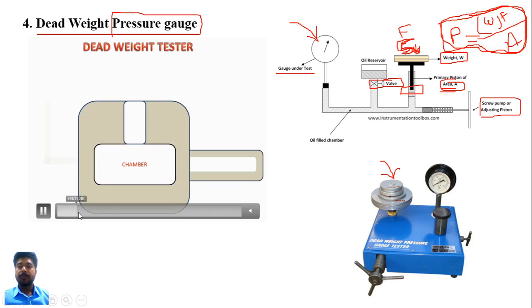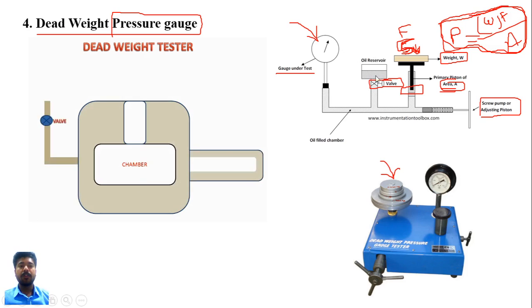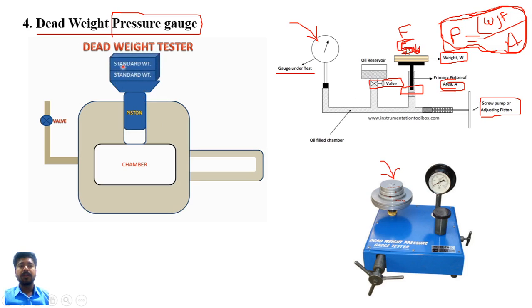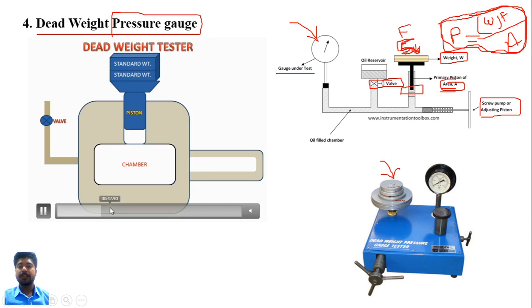So first of all, there is a chamber which is the oil reservoir valve. Over here you can see that there is one tester or pressure gauge which is under test. Over here is the piston and weight. You can see in this diagram there is a piston and weight. Standard weights are there. So here it is the 5 kg and two standard weights are there. Here it is the plunger which is used to maximize or minimize the pressure in this whole system. And here it is the test gauge.